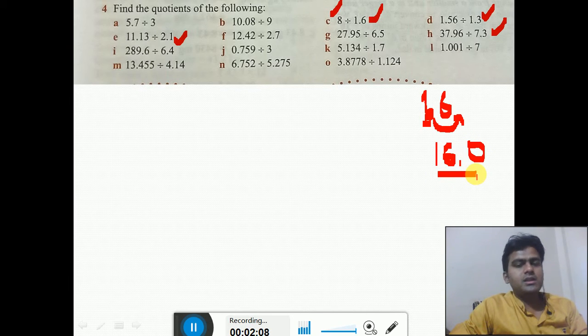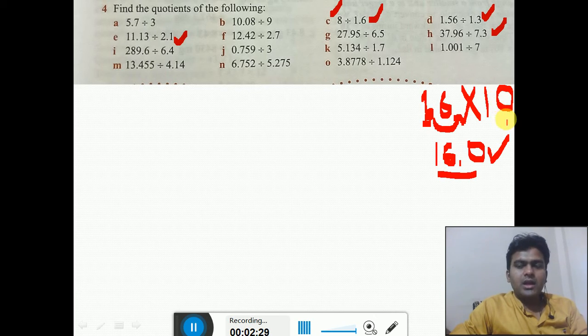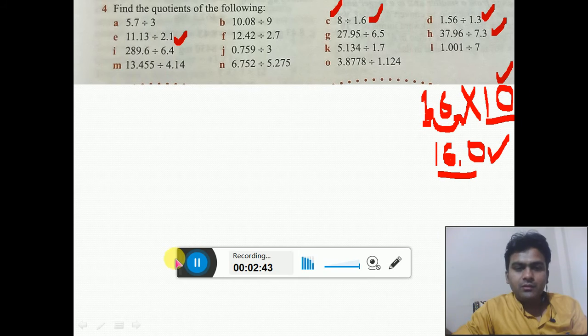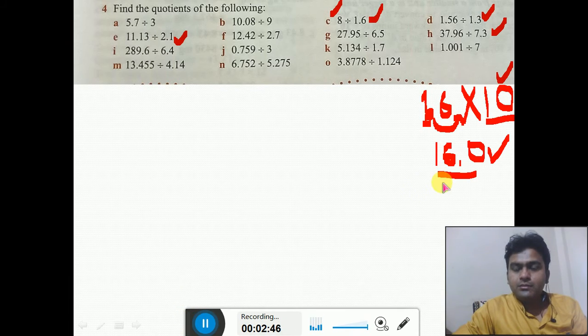16.0 is what? 16. So we can say this 1.6 has changed into 16 by multiplying it by 10. As we have earlier seen in question number 1 of exercise 3A, multiplying by 10, we can move the decimal point one place. The number of zeros in the multiplier is 1, so we can move the decimal point one place to the right hand side.